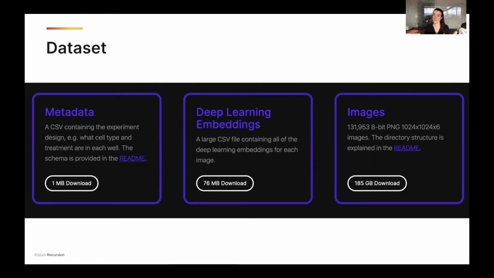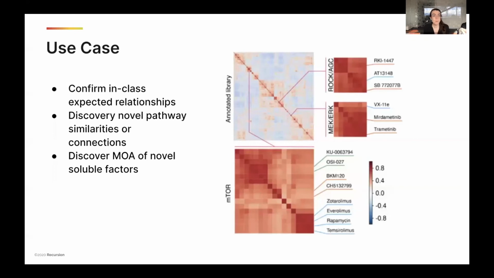So these are the 6 channels of cell paint and 1024 by 1024 images for each channel, for each perturbation and well. We were able to extract a lot of really interesting biology from these images and from these deep learning embeddings specifically. So we were able to confirm in-class expected relationships. What that means is that we were able to see that, say, mTOR inhibitors tended to look really similar in embedding space to other mTOR inhibitors.